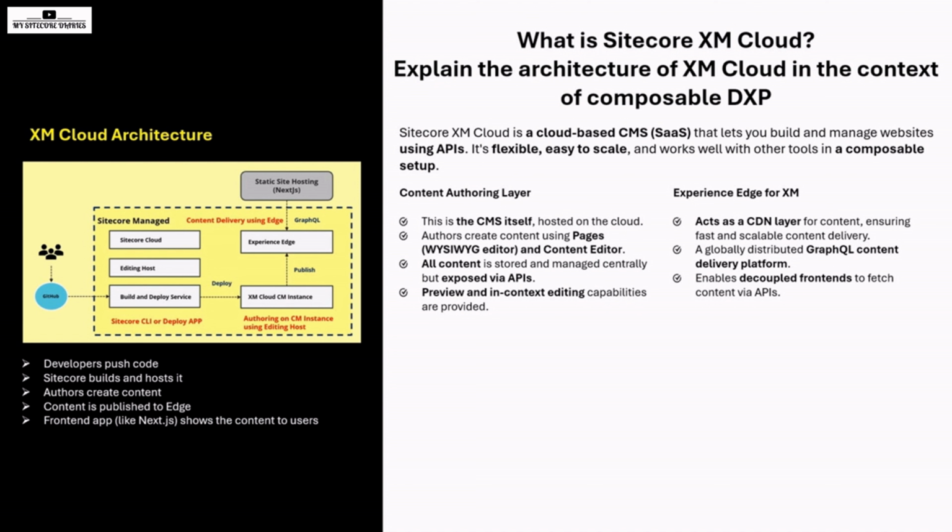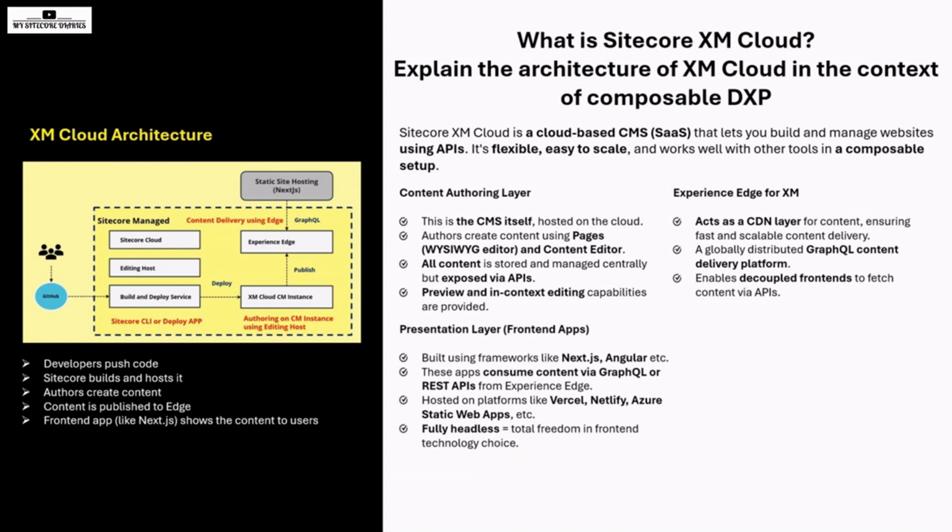A globally distributed GraphQL content delivery platform. So you can use GraphQL to get the content from Sitecore XM Cloud. It can have a distributed environment also. The similar way the CDN works, it enables the decoupled front end. So it completely decouples the front end to fetch content via APIs. This is the second element, Experience Edge for XM, in the XM Cloud architecture.